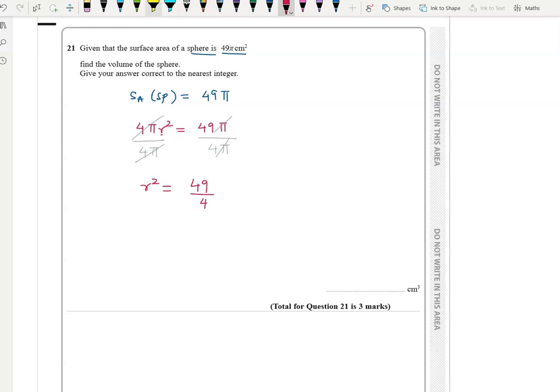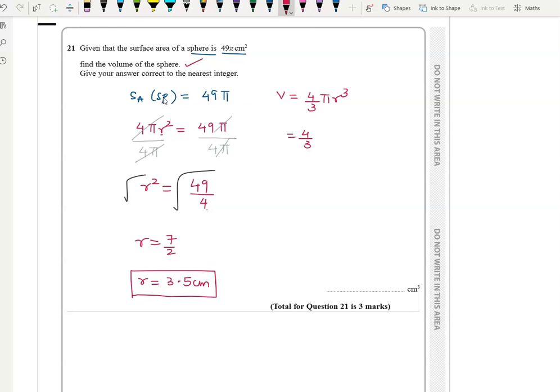To find the value of r, we will take square root of both sides. So square root of r square is r, square root of 49 is 7, and square root of 4 is 2, or you can do it from the calculator. So you will get value of r is 3.5 centimeter. But they want us to work out the volume of the sphere. So formula for volume of sphere is 4 by 3 pi r cube. So 4 upon 3 times pi times radius is 3.5. So write here 3.5 whole cube.